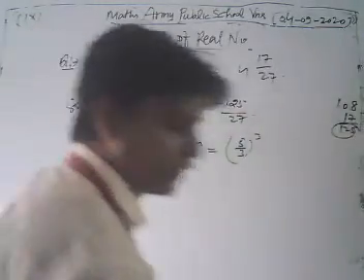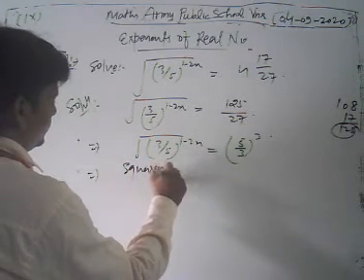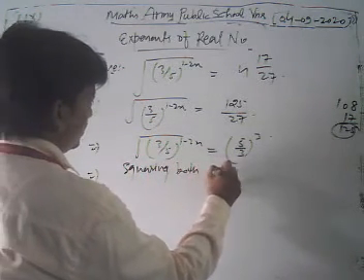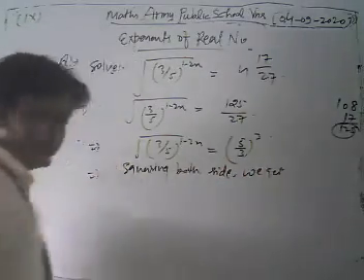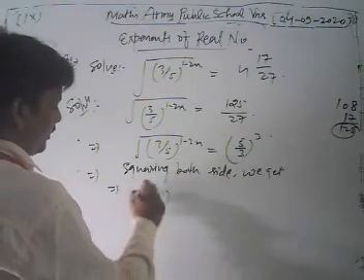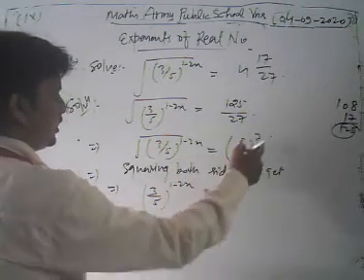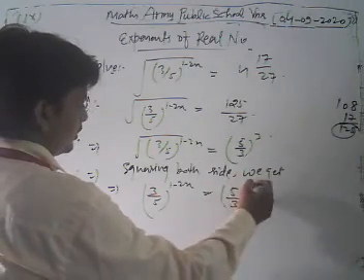Now here, squaring both sides, what do we get? Let's see. If we square both sides, then we get (3/5) to the power 1 minus 2x is equal to (5/3) to the power 6.